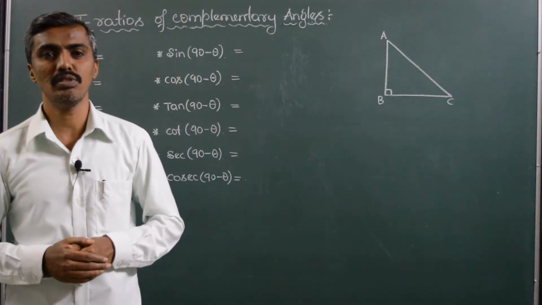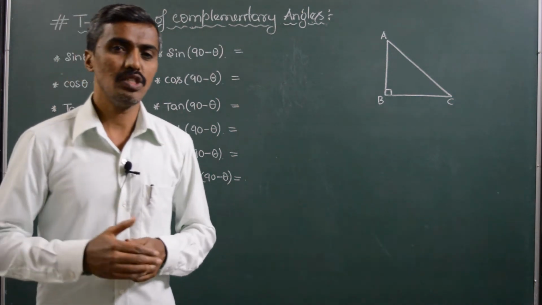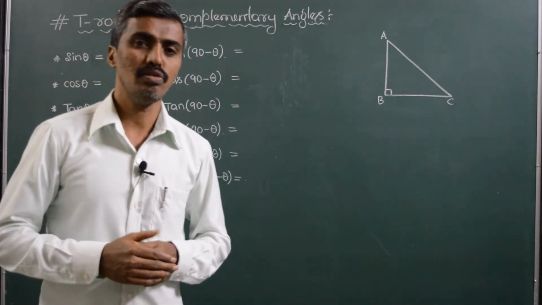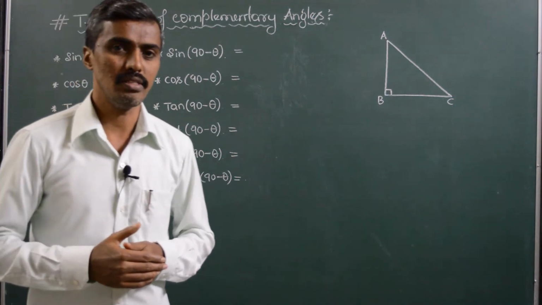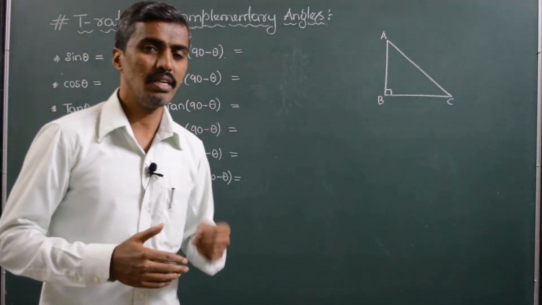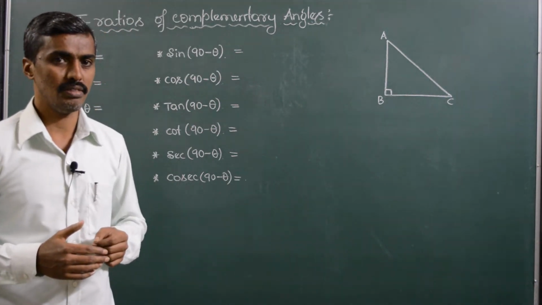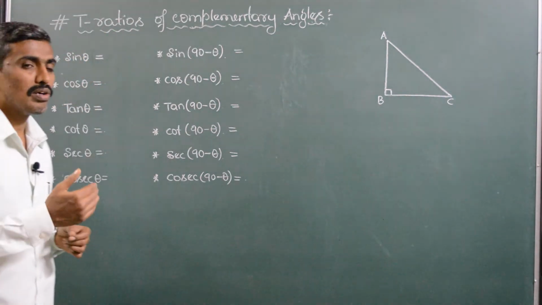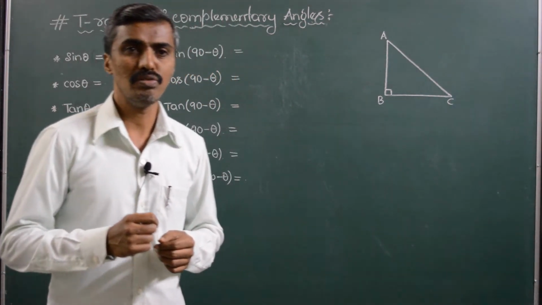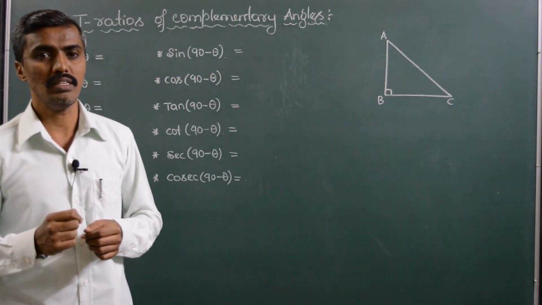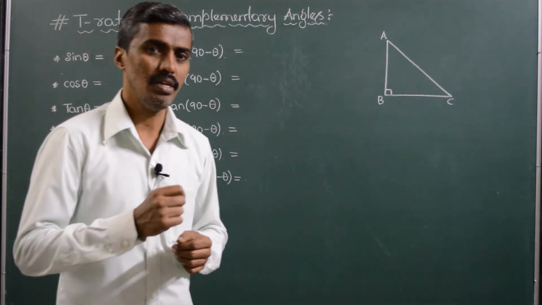In this video we are going to discuss T ratios of complementary angles and also a few problems based on standard angles as well as complementary angles. Let us move on to the trigonometric ratios of complementary angles. Before that, let me recall the meaning of complementary angle. Suppose the sum of two angles is equal to 90 degrees, then one angle is the complement of the other angle.